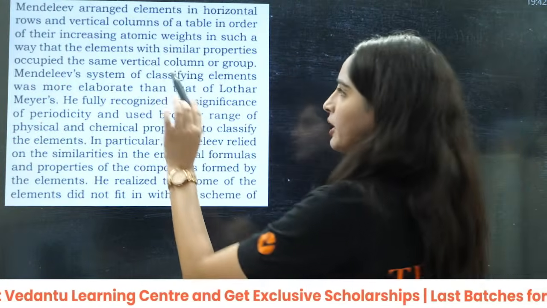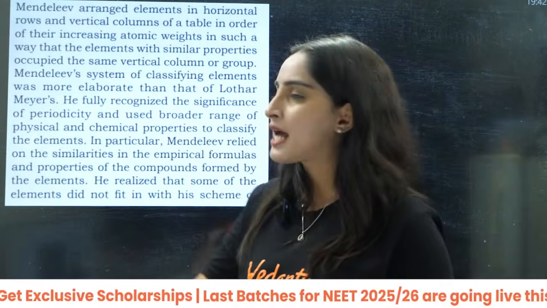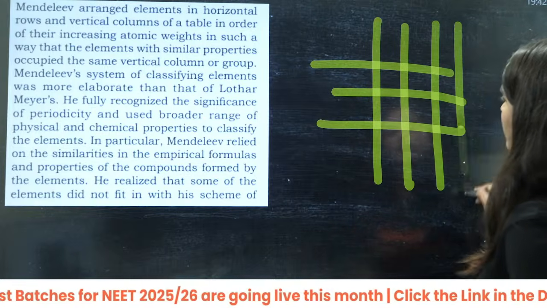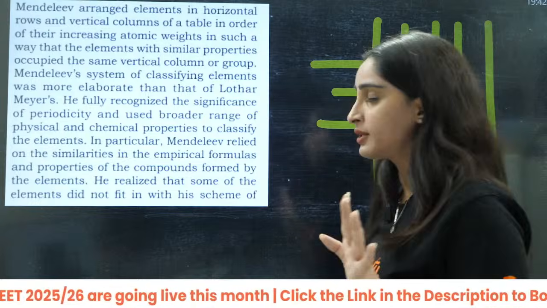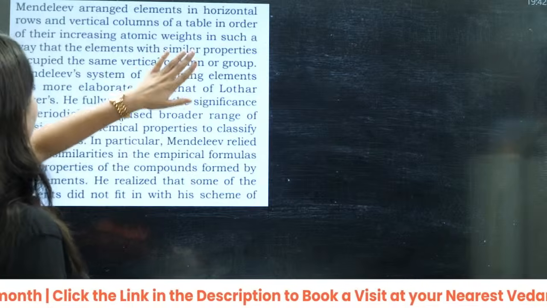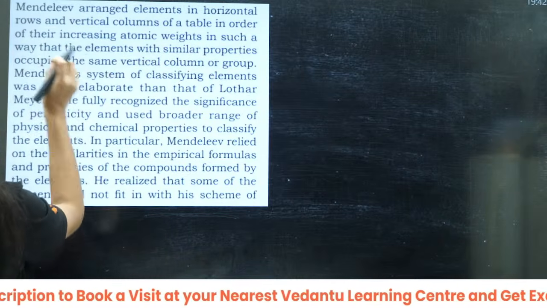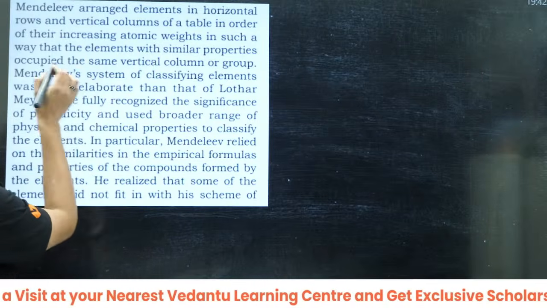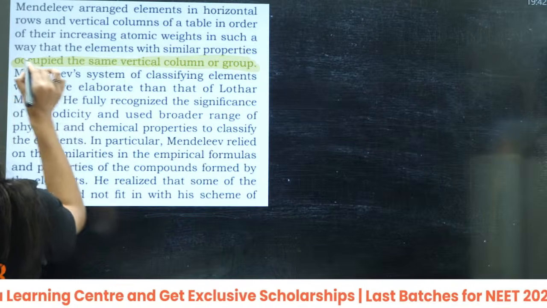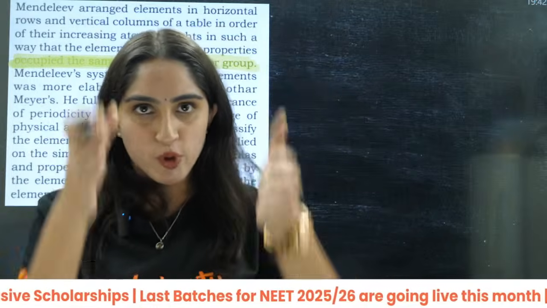So vertical columns, he said, are groups only, but the horizontal rows, that means these kind of rows, were series. These vertical columns were the groups here. Then he said that horizontal rows and vertical columns are in order of increasing atomic weight, such that the elements with similar properties occupied the same vertical column or group. That means he said that elements with the same property will be in the same group.